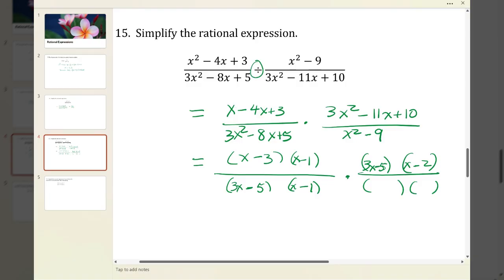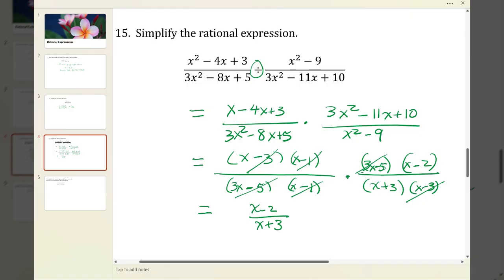And then this one, x squared minus 9, is x plus 3 times x minus 3. So now we're ready to divide out anything that is common. These divide out. These divide out as well. And then the x minus 3's all divide out. So here a lot of factors divided out. So you get x minus 2 over x plus 3 as the final answer.